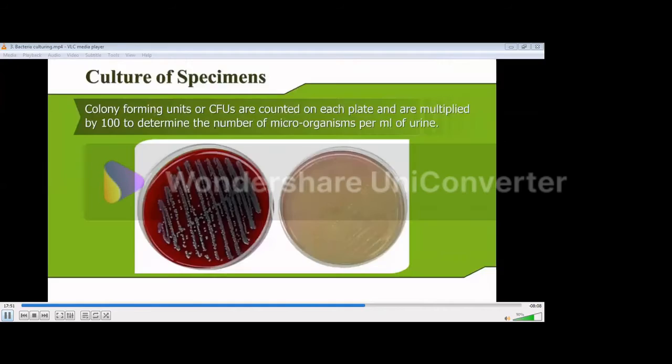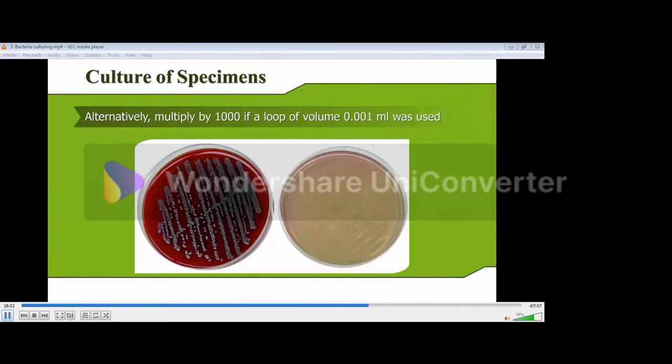Colony forming units, or CFUs, are counted on each plate and are multiplied by 100 to determine the number of microorganisms per milliliter of urine. Alternatively, multiply by 1000 if a loop of volume 0.001 milliliters was used.